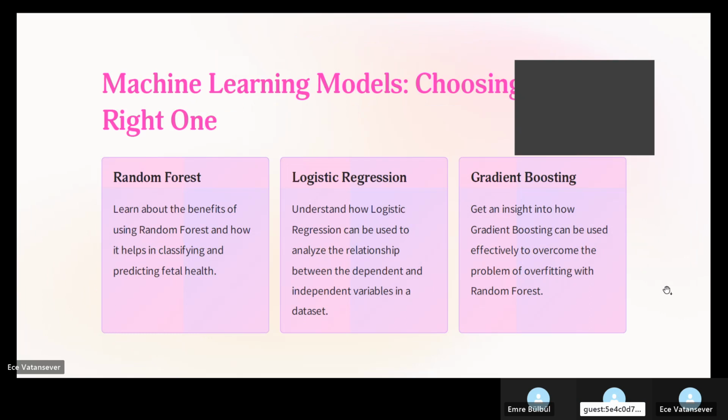Machine learning models. Random forest is an algorithm that combines many decision trees to make predictions. It's great for handling complex data, preventing overfitting, and works well for classification tasks. It's like a team of trees working together to give accurate results.